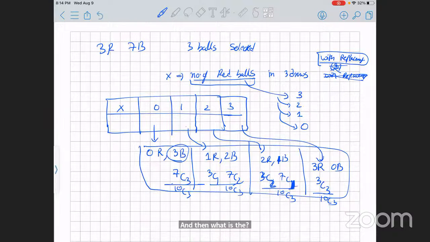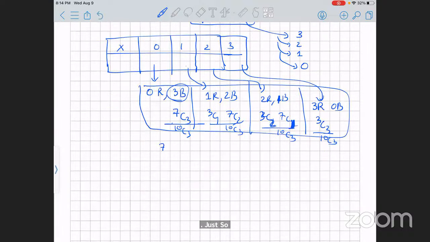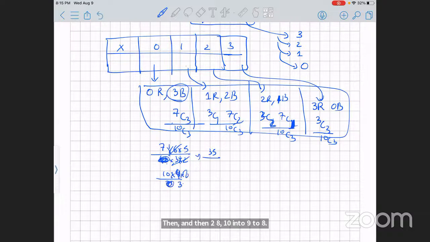For x equal to 0, just 7 factorial divided by 4 factorial into 3 factorial. 7 into 6 into 5 divided by 3 into 2, that is 35. Divided by 10 factorial by 7 factorial: 10 into 9 into 8 divided by 3 into 2, that is 120. It is coming 31.6, or 34.3.